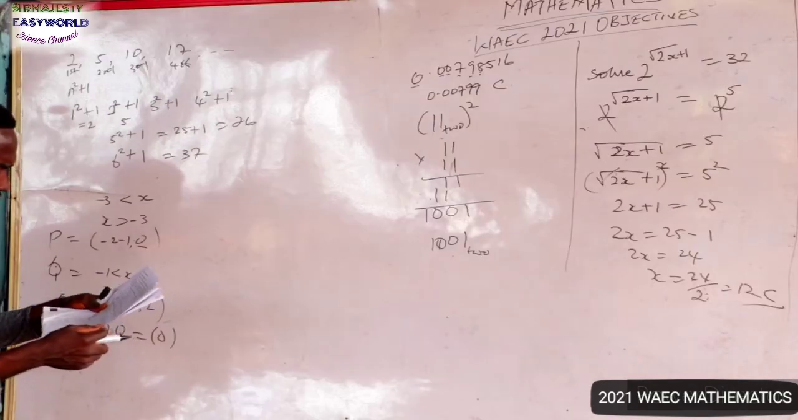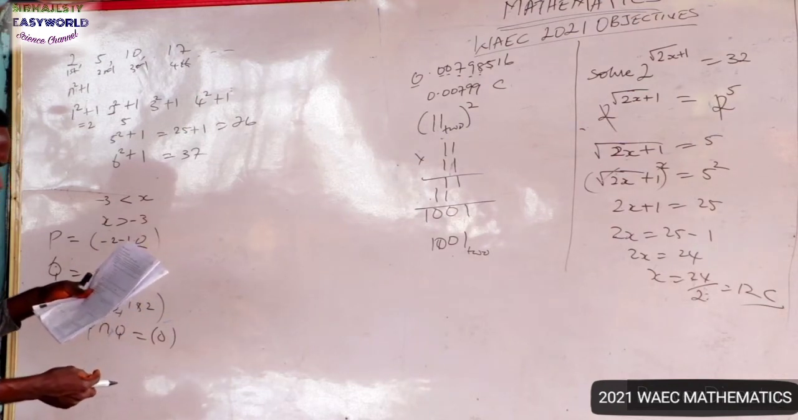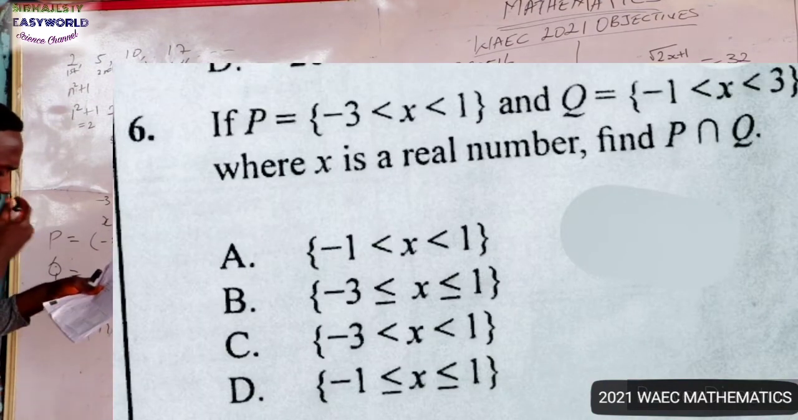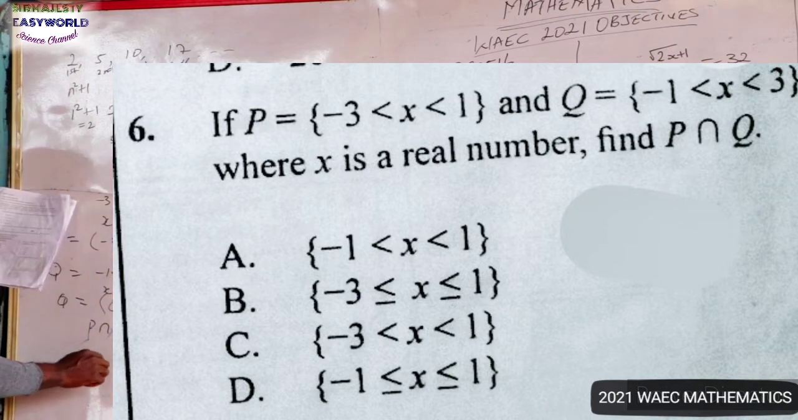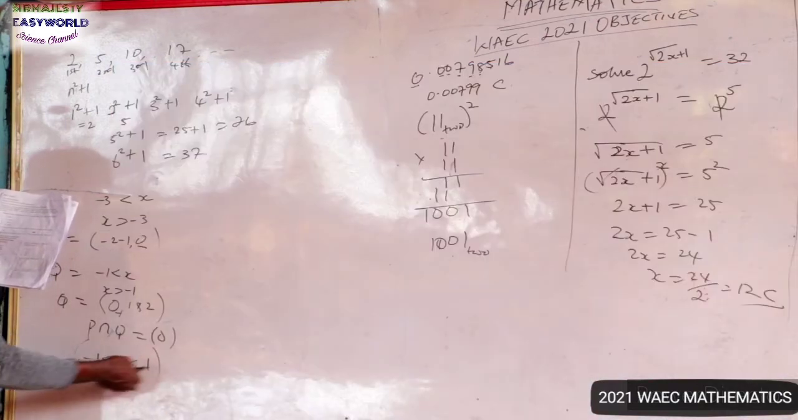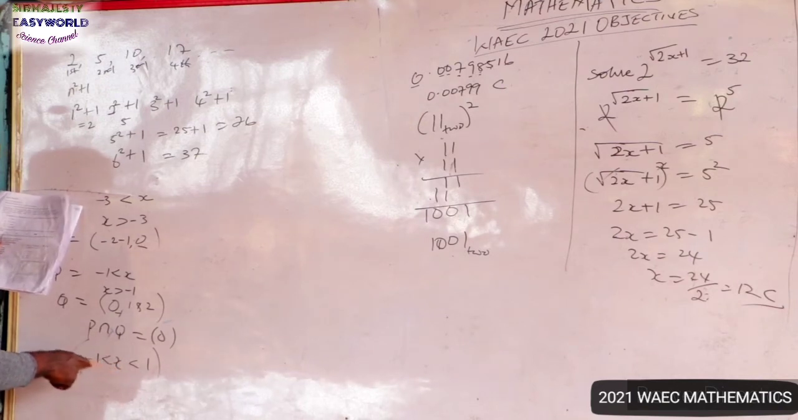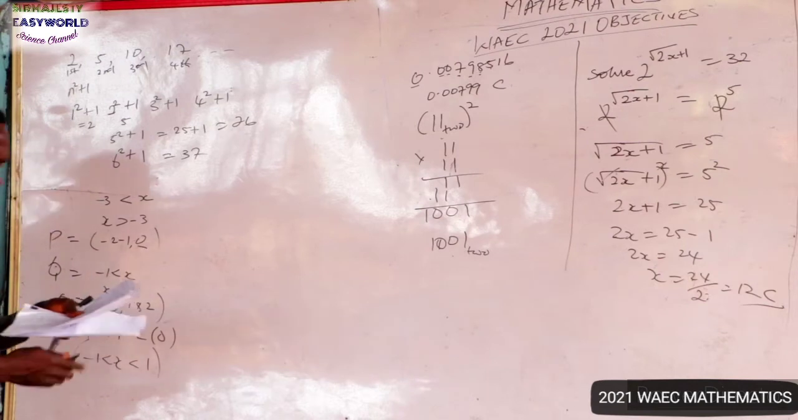Then looking at the options, they gave the options in a very confusing way. When you look at option A, it says minus 1 less than x, less than 1. Check this. The only figure here is 0. 0 is greater than minus 1, but less than 1. So the answer is option A.